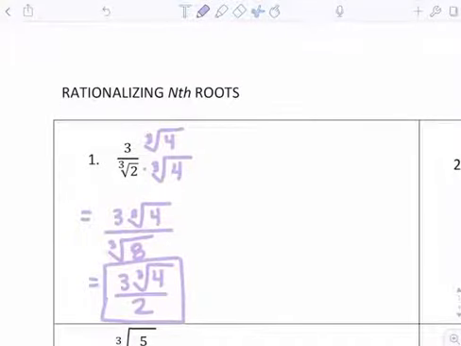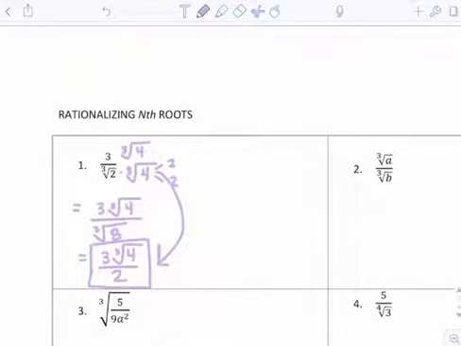So you could literally jump from this step up here all the way down to this step knowing that you're multiplying 2 by itself 3 times, because this is also 2 times 2. So that's what we're looking for. We're looking for that perfect power that'll make that root go away.